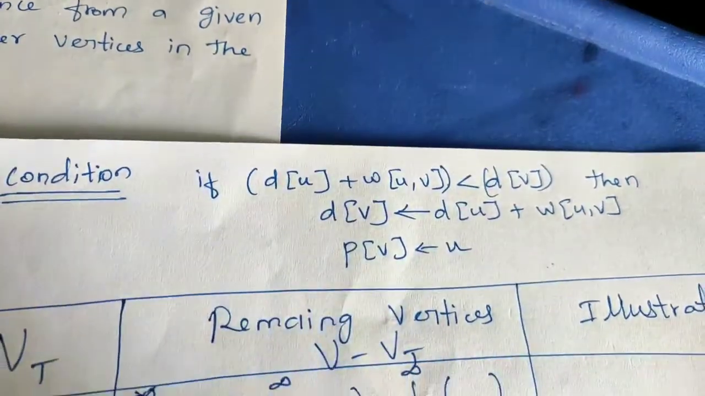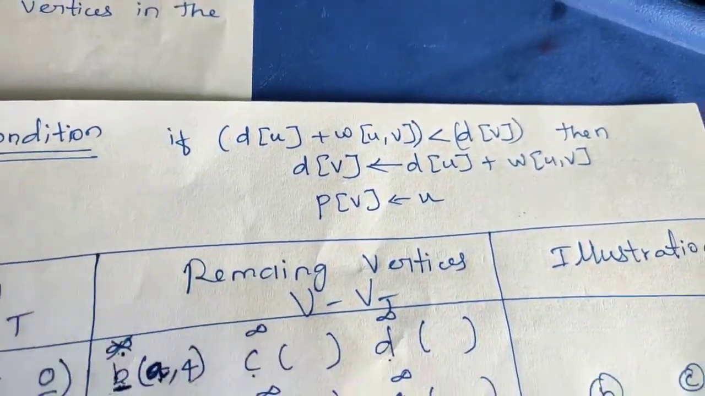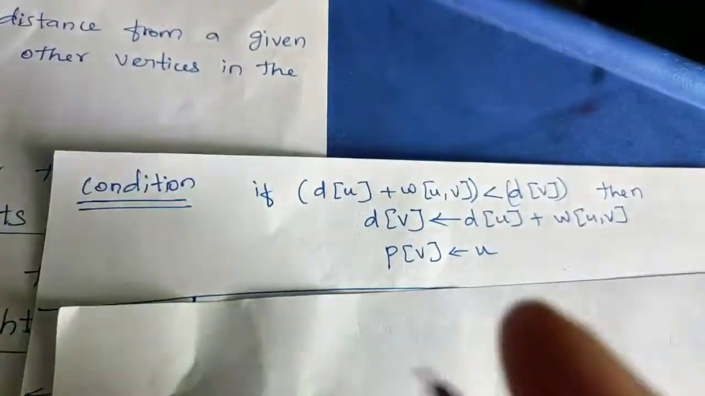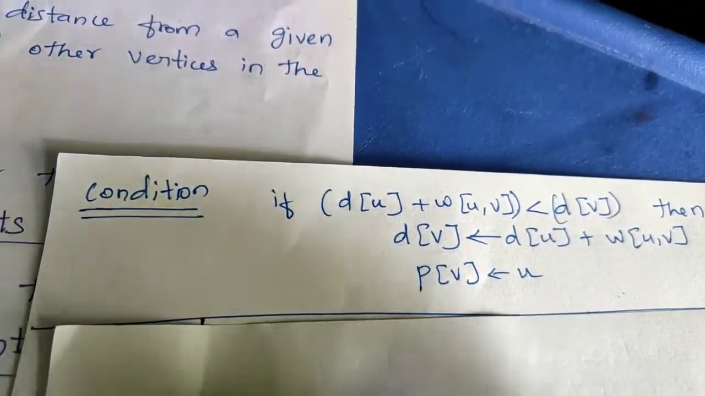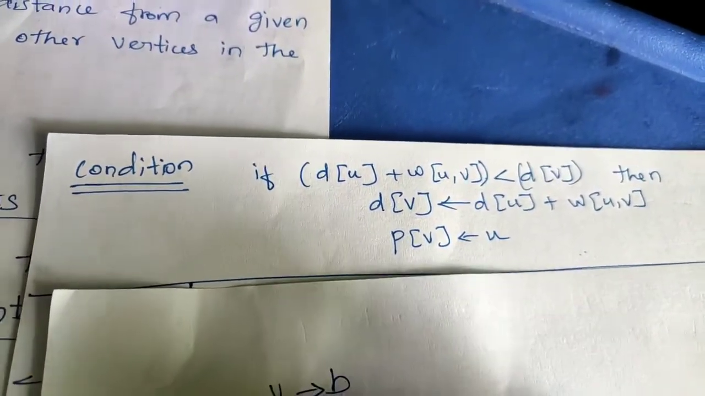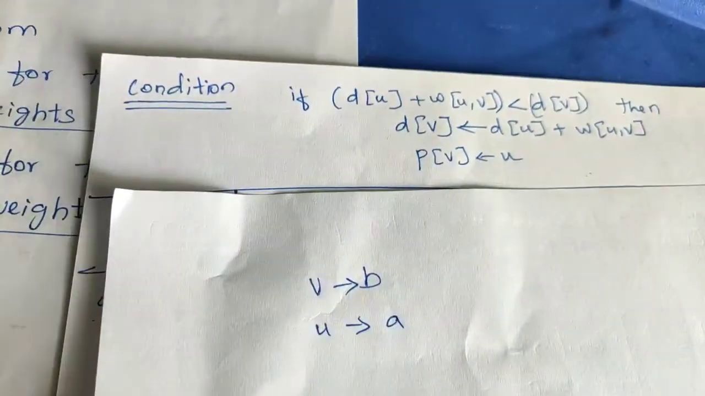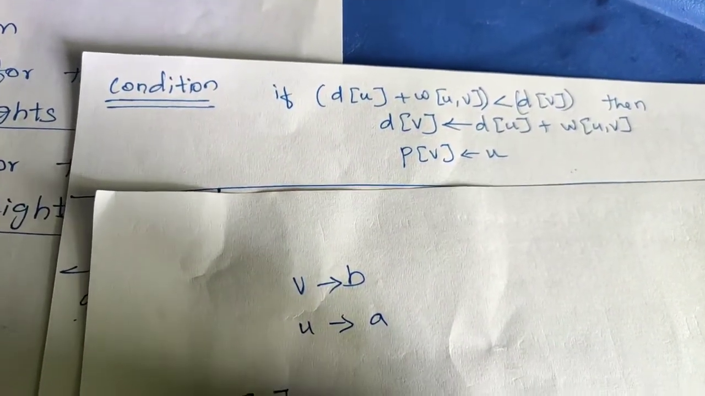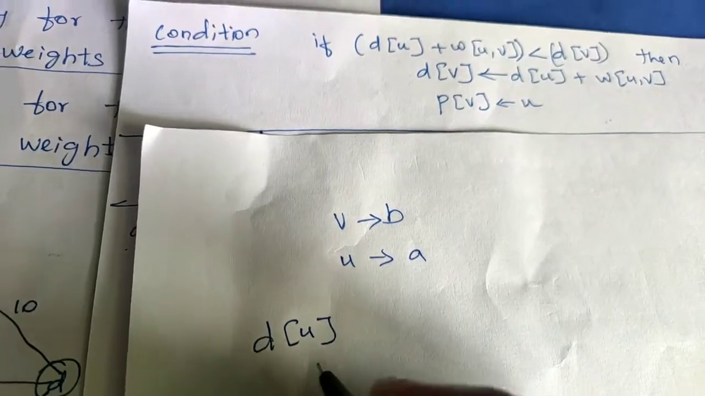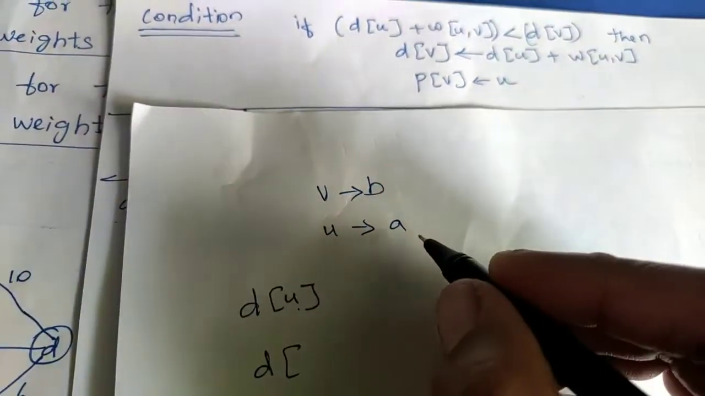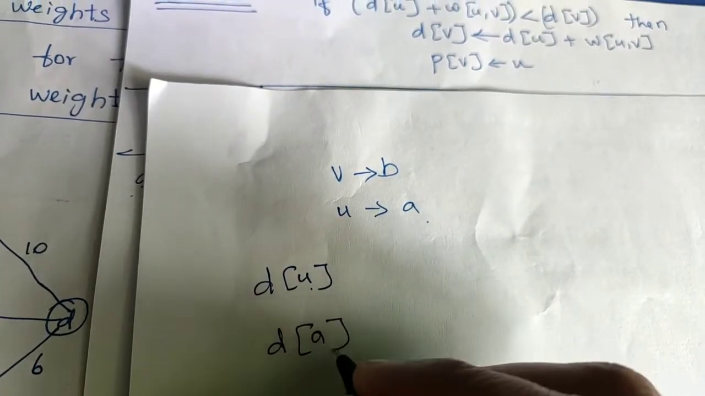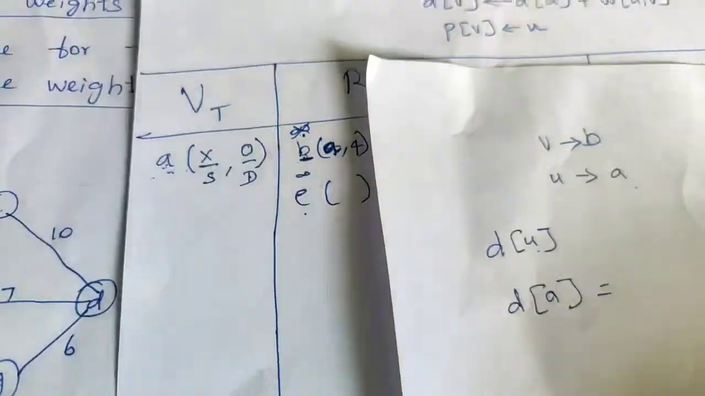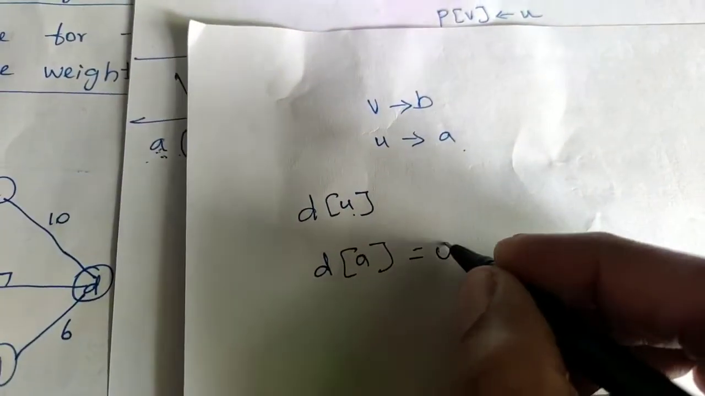Now if you want to check as per this condition, I am going to consider the vertex V as B. The vertex U, what we are going to consider here, is A. Now check the condition. What is the distance of U vertex? Distance of U has been considered as A here. The distance of A, what I have considered here, is 0.